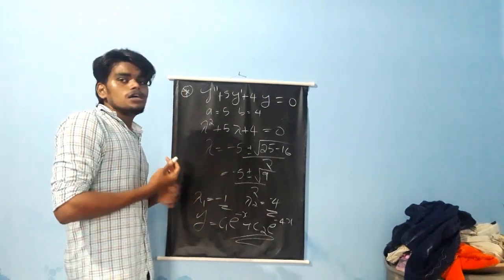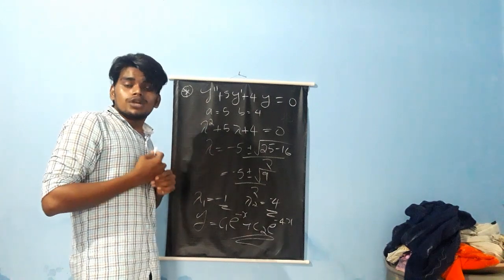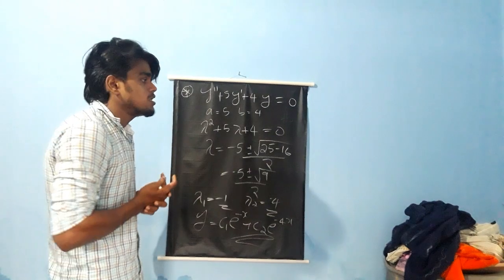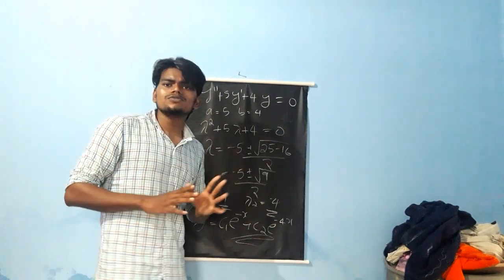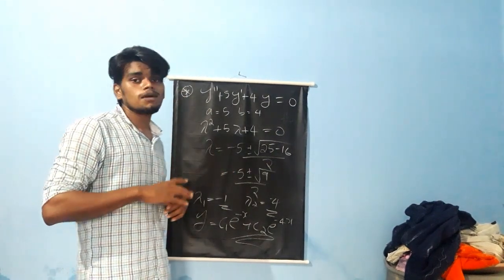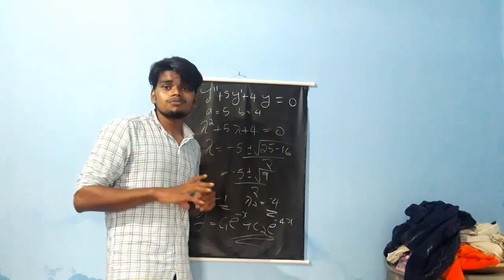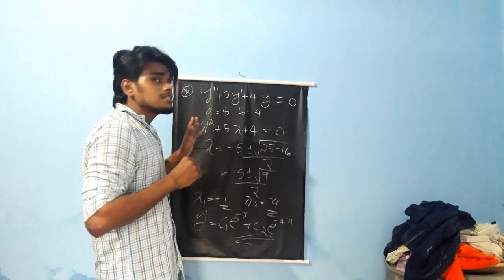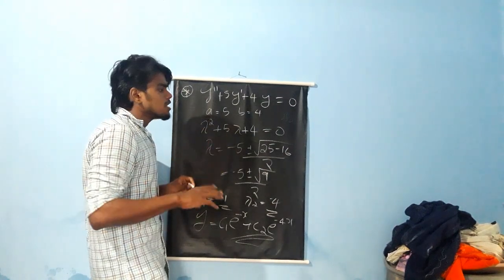So here we have real distinct roots, which means we have two values for lambda. So let's move on to another question where we handle the double root situation, where a square minus 4b will be equal to 0. So let's try that question.